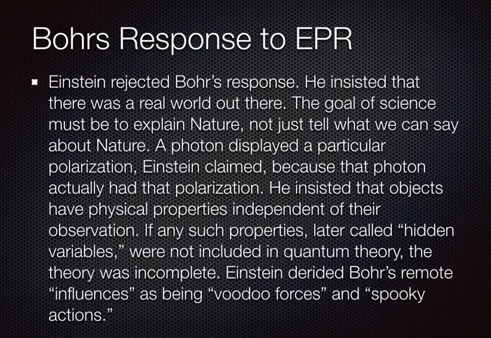Einstein rejected this response. He insisted that there is a real world out there, and the goal of science must be to explain nature, not just tell what we can say about nature. A photon displayed a particular polarization, Einstein claimed, because that photon actually had that polarization. He insisted that objects have physical properties independent of their observation. If any such properties, later called hidden variables, were not included in quantum theory, the theory was incomplete. Einstein derided Bohr's remote influence as being voodoo forces and spooky actions.